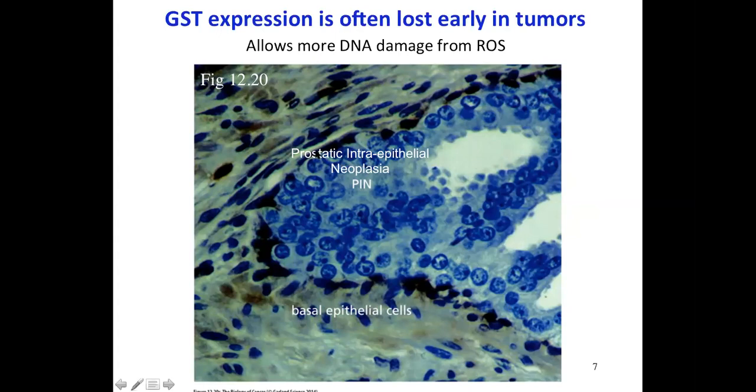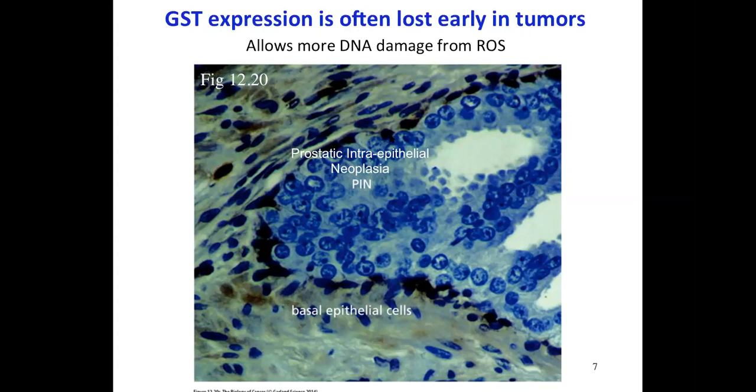And what we are looking for here is the levels of GST. So the cells that have normal levels of GST stain very dark. So these black ones here are the epithelial cells that would have normal levels of GST, protecting them from metabolic damage to their DNA.